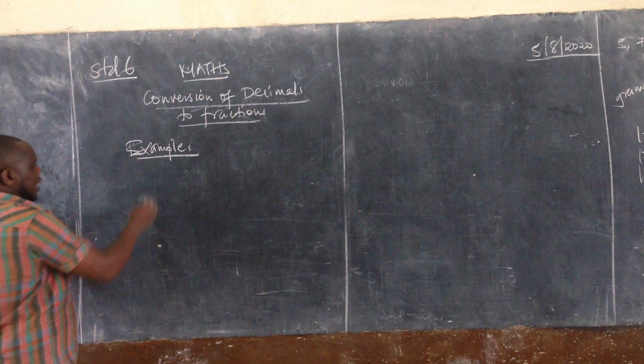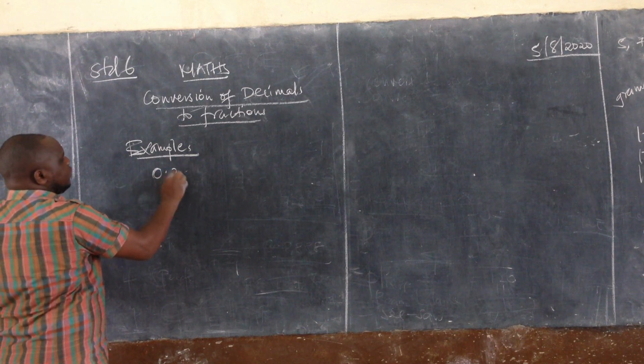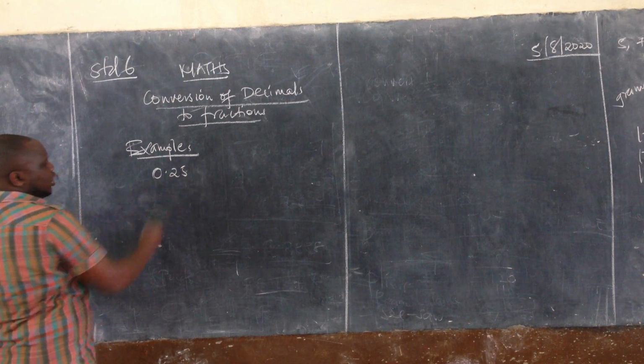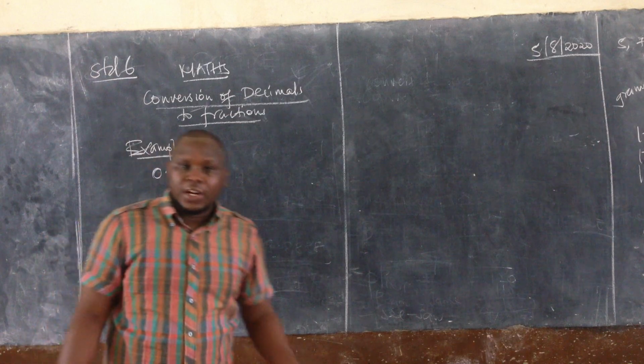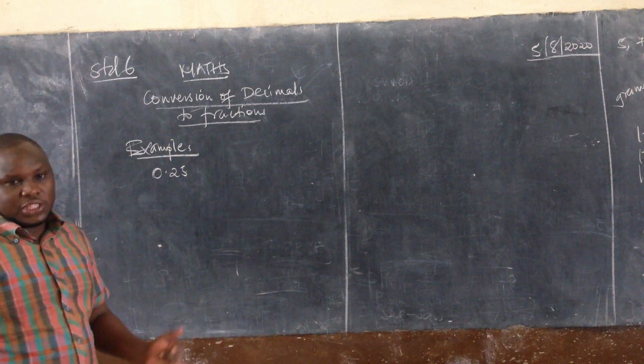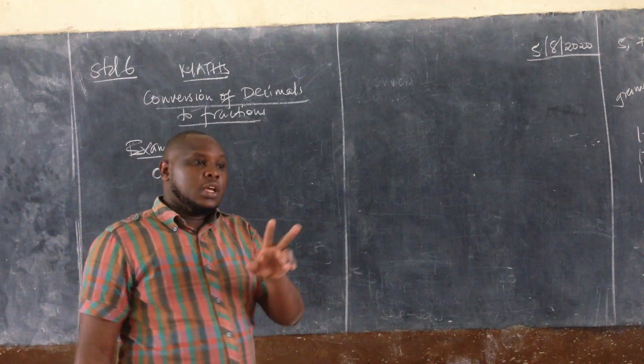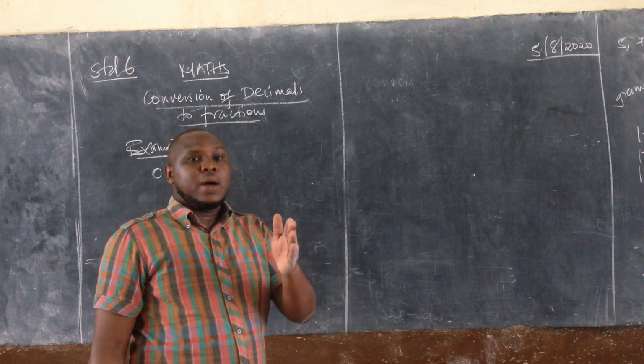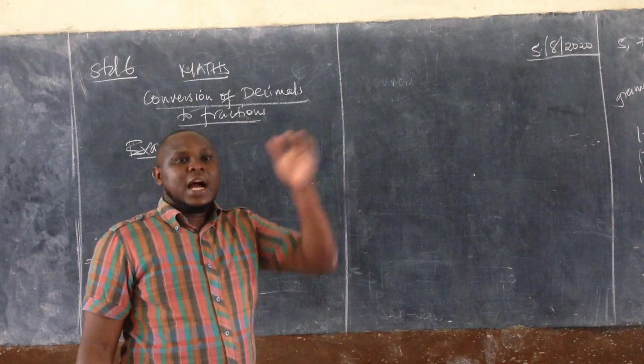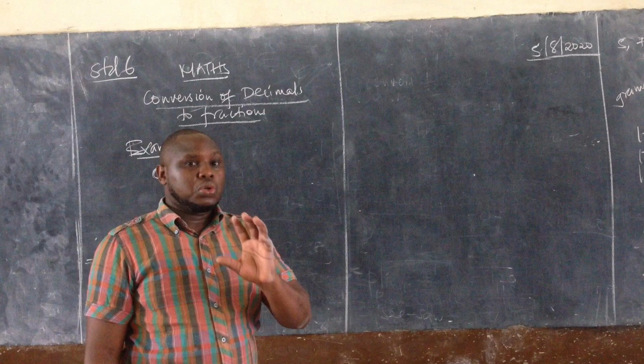Any decimal, for example, if you are given 0.25, and you are told to convert 0.25 to a fraction. We know what a fraction is. A fraction is a figure that has two numbers, that is numerator and denominator. So that's what we call a fraction.